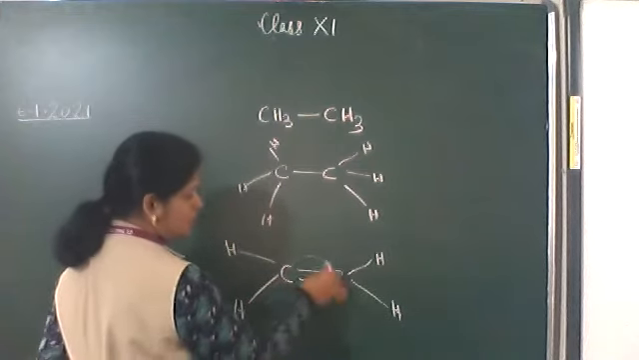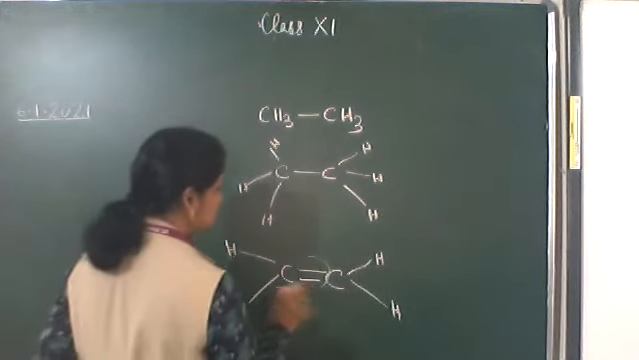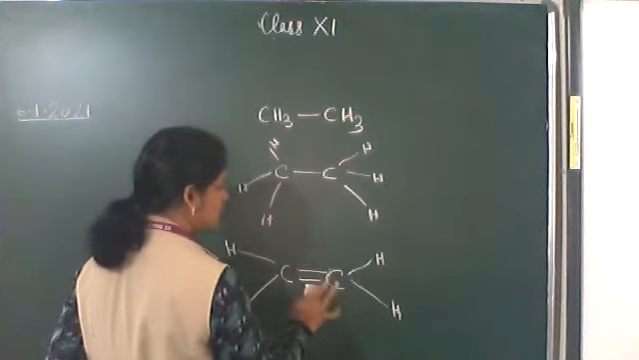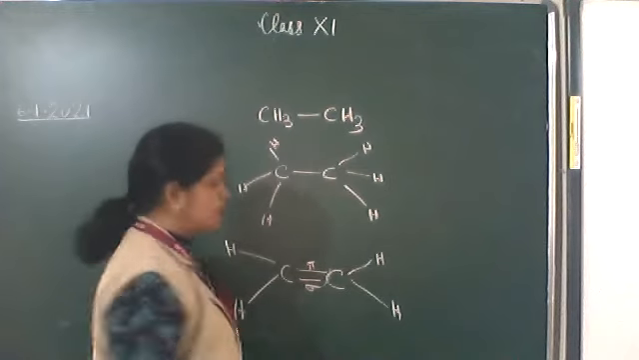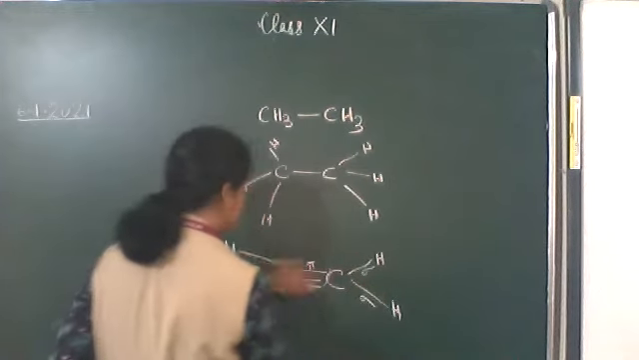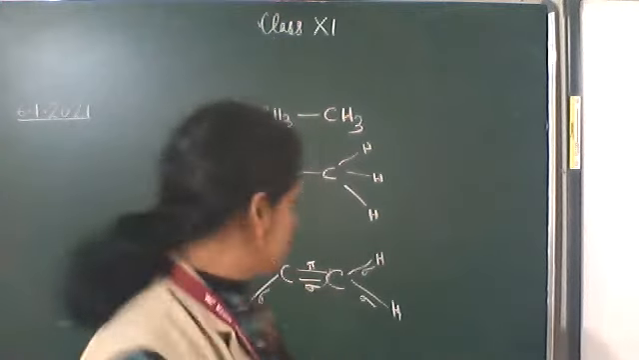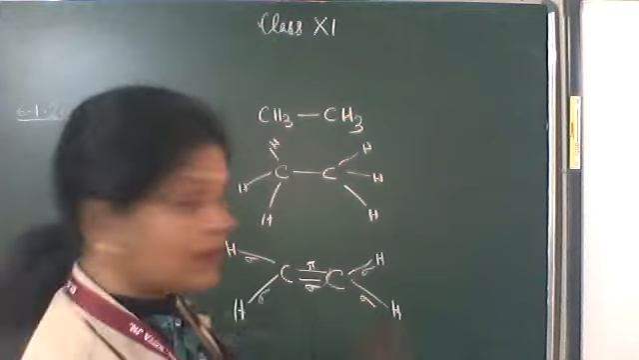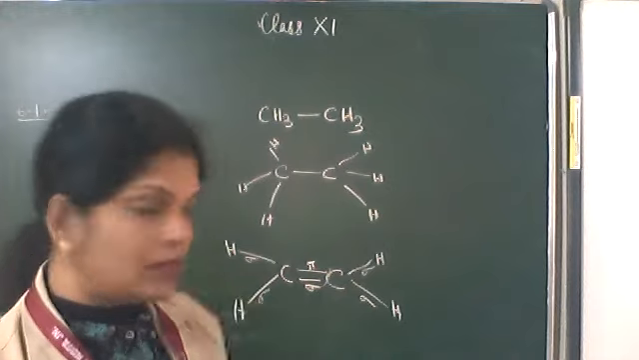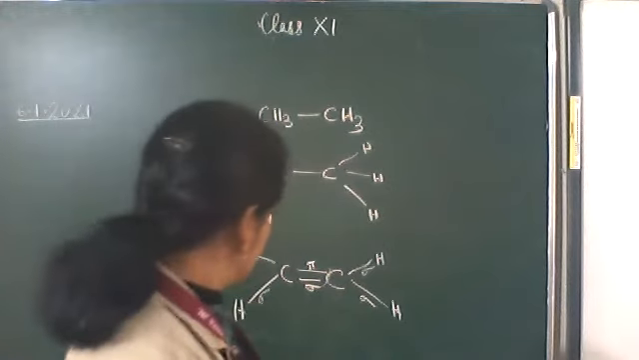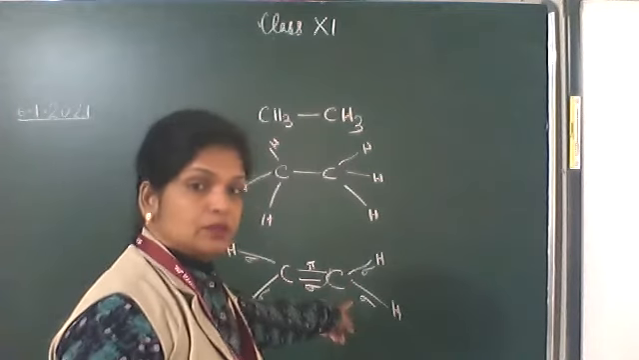this is a double bond. A double bond means one sigma bond and one pi bond. So this is a sigma bond and the top one is a pi. One is sigma bond and the other is pi bond. And this is sigma, this is sigma, this is sigma, this is sigma. So how many sigma bonds are there? 1, 2, 3, 4, 5. How many pi bonds are there? 1 pi bond. How many double bonds are there? 1 double bond. How many single bonds are there? 4 single bonds, 1, 2, 3, 4. This is a double bond.